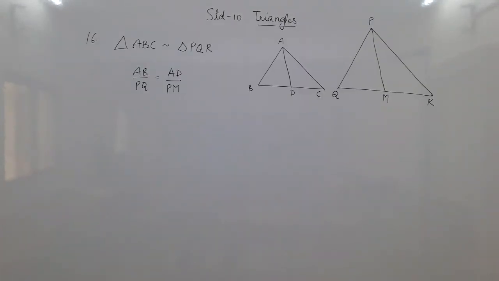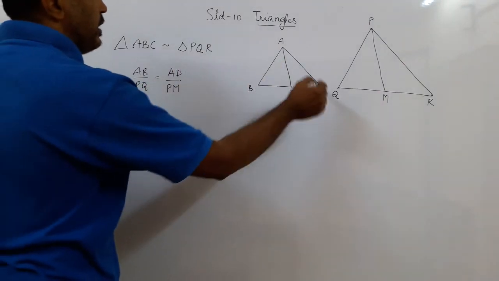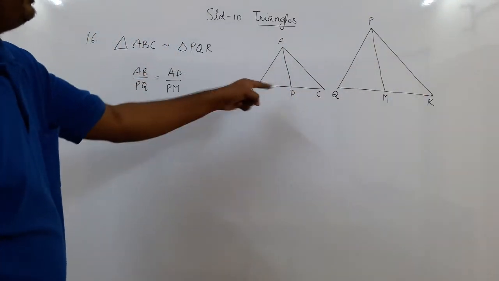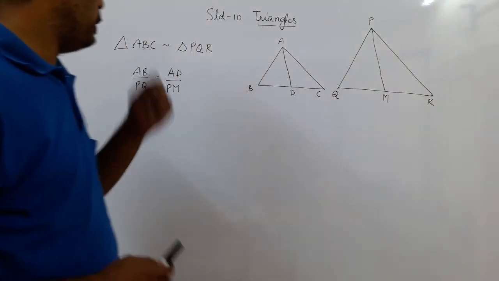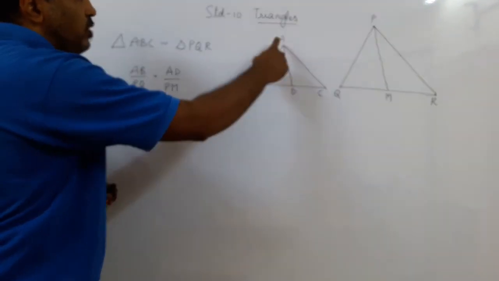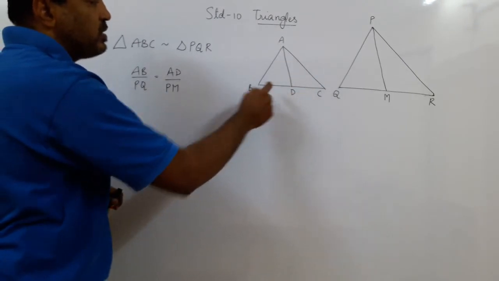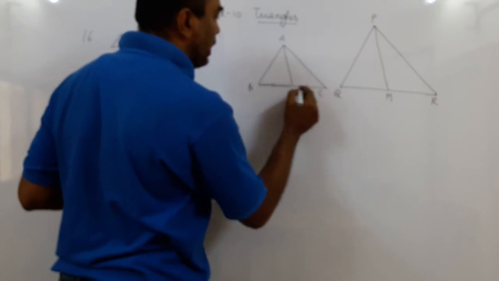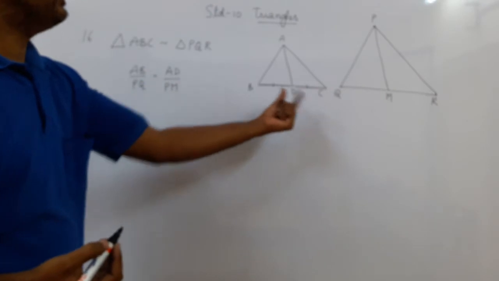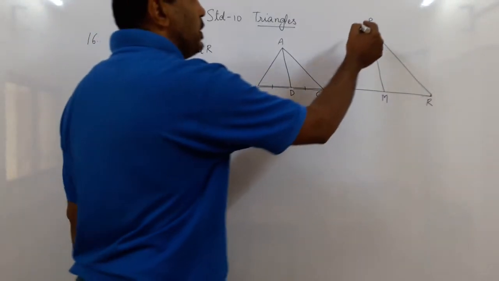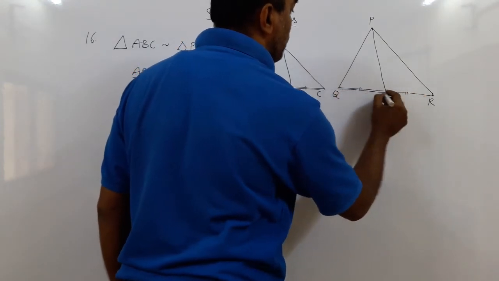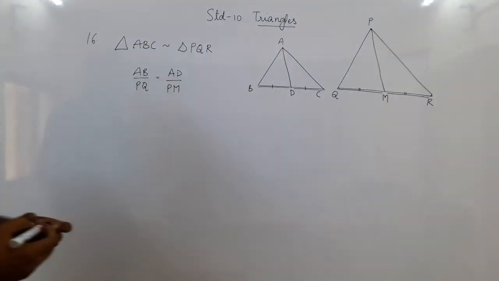This is sum number 16 from exercise 6.3. What is given to us? Triangle ABC is similar to triangle PQR, and AD is the median. What does the median mean? Median means it cuts BC into two equal parts. So BD and CD are equal. We are also given PM is the median, meaning it cuts QR into two equal parts. So QM equals MR. This is what is given to us.